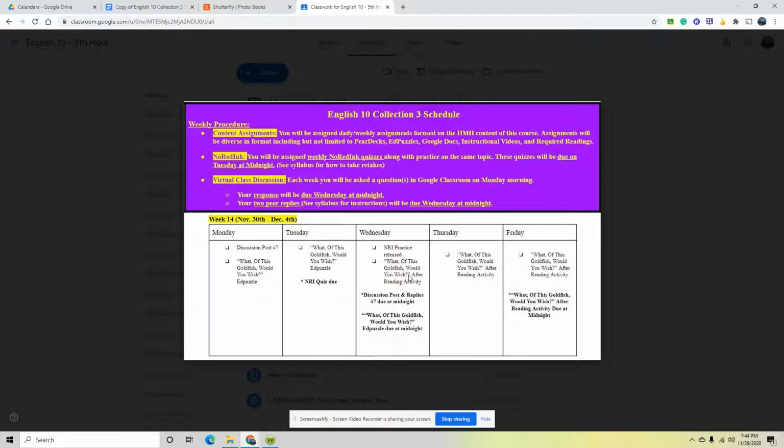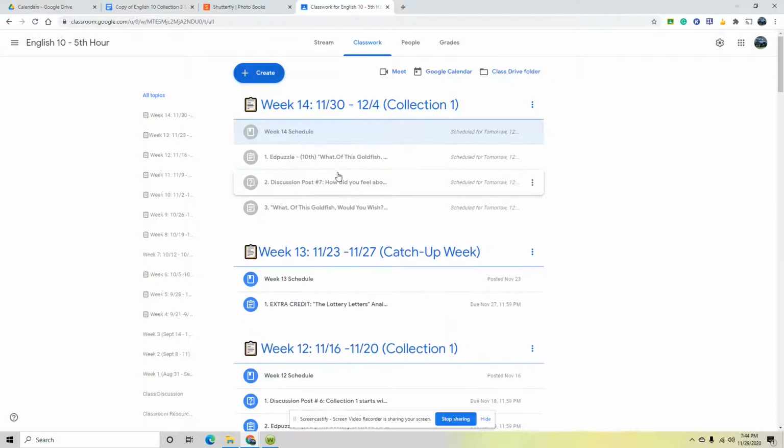And then you have a reading activity about the piece that you're going to listen to at the start of the week. And that reading activity is due on Friday. So let's go into everything.